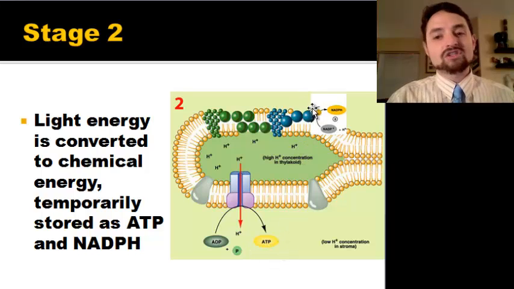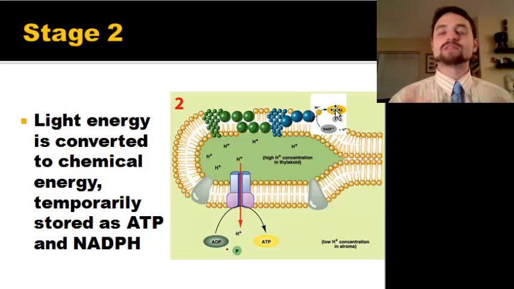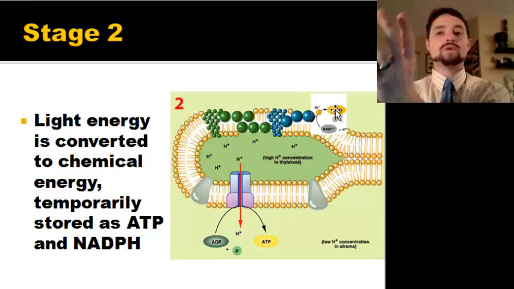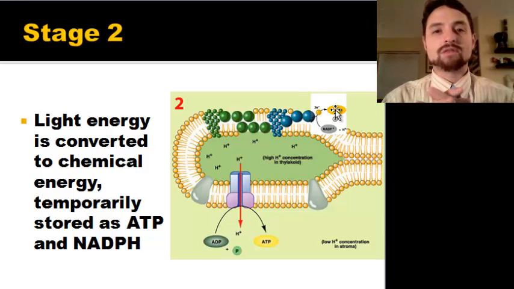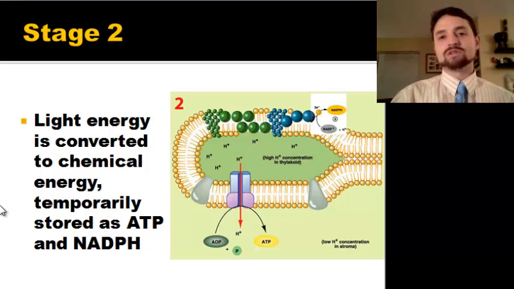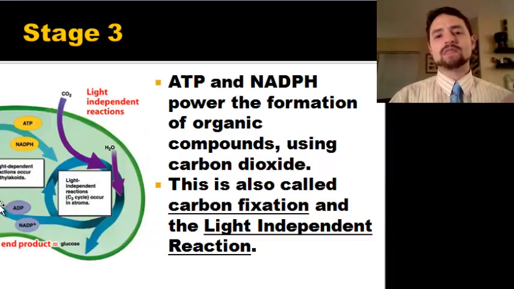The other thing that it's doing is the electrons that are being passed down the electron transport chain here are being put into what we call electron carriers. In this case, I think of them as dump trucks. They carry an electron from one place to another, like a dump truck would carry something down the road. NADPH is the dump truck that photosynthesis uses to carry electrons. Now, those are going to become important in the next step. So now you've got ATP and NADPH.